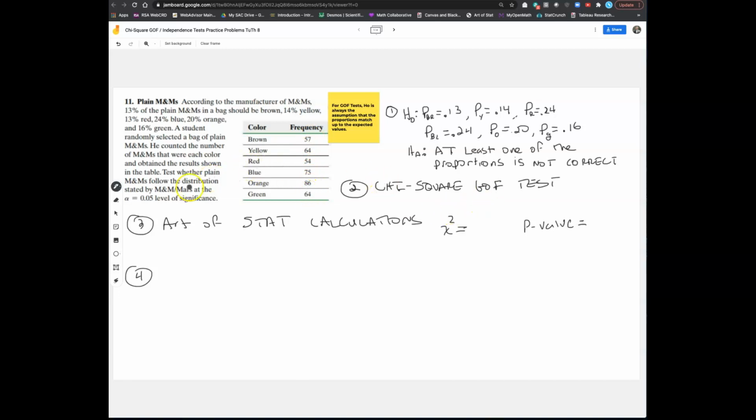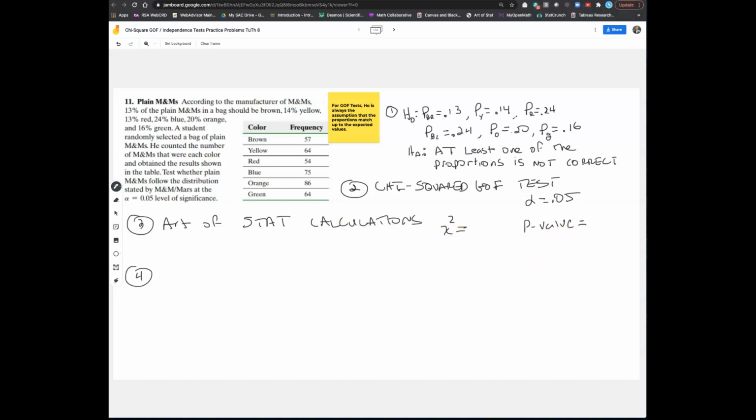So what we want to test here is whether the M&Ms follow the distribution stated by the Mars company, at the alpha level of 5%, or 0.05 level of significance. So that's our alpha there, 0.05. So there's your null and alternative. We're going to run a chi-squared goodness of fit test. Now to do the calculations, we go to the artistat, and we're going to calculate a chi-squared value and a p-value.